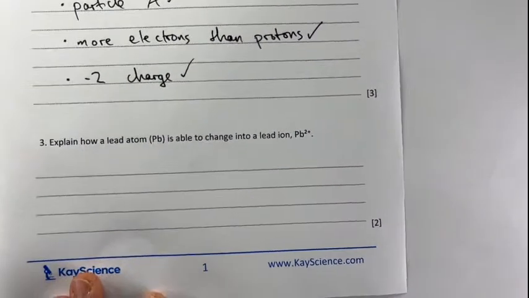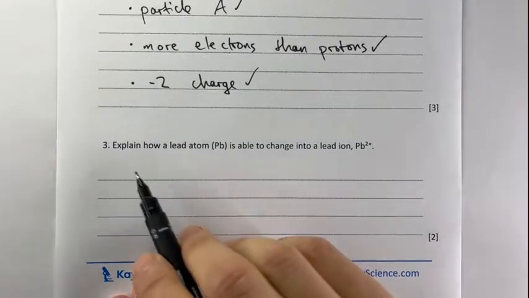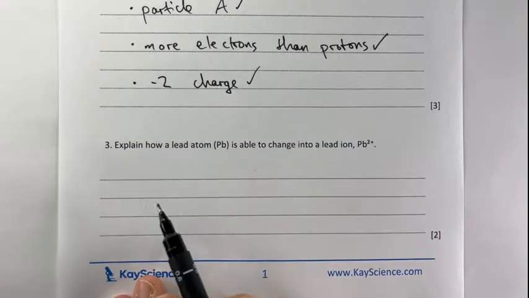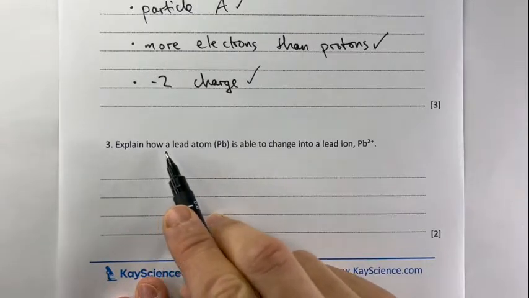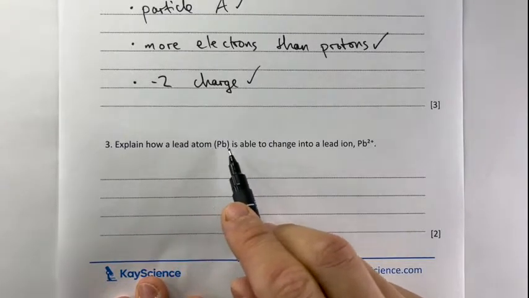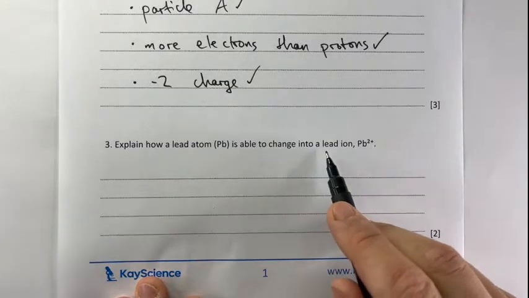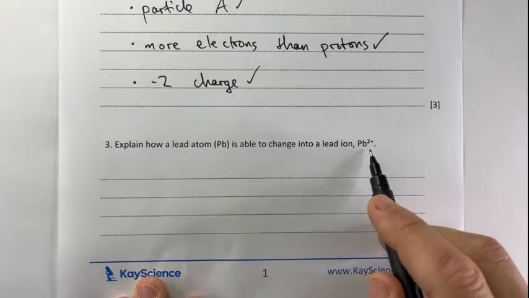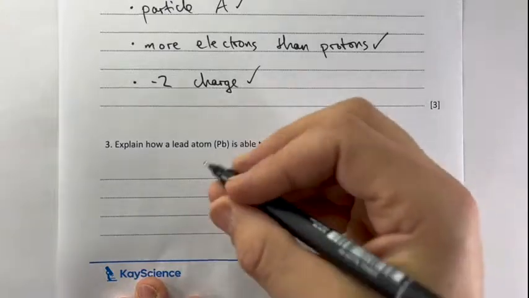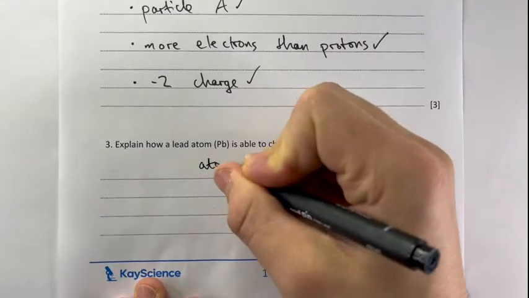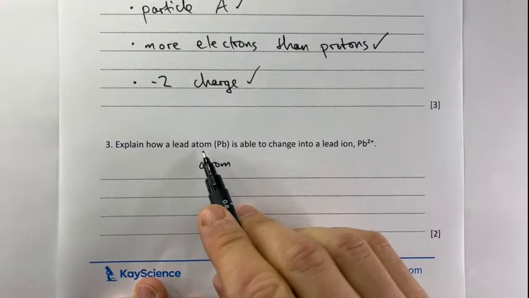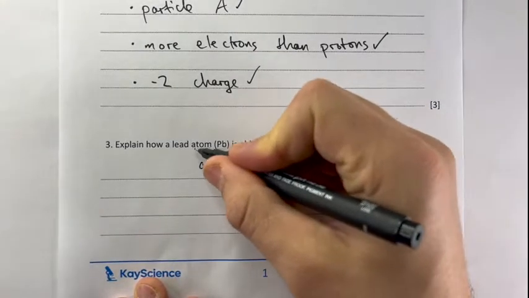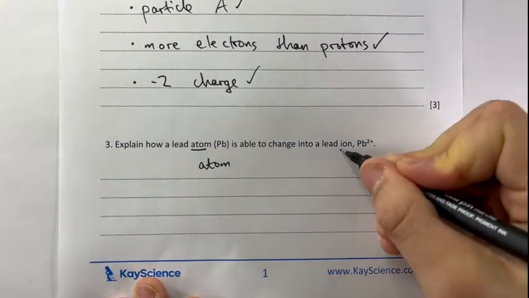Next question. Okay, question 3. Remember, pause the video stream as you do this, okay? Explain how a lead atom, Pb, is able to change into a lead ion, Pb2+. So we're going from an atom. Remember, it doesn't matter if it's lead. It could be anything. It doesn't matter. But what does matter? We're going from an atom into an ion.